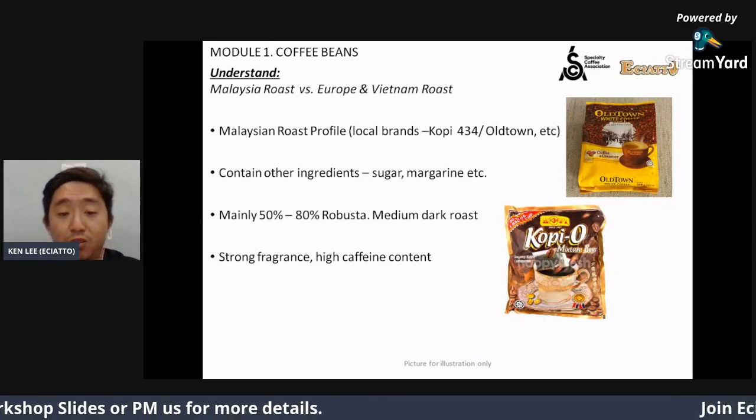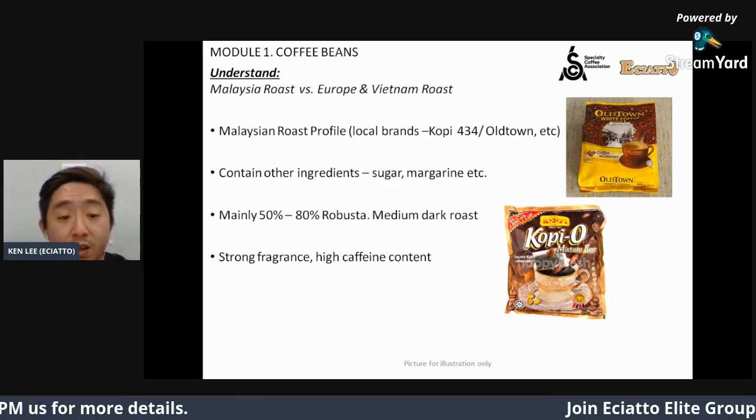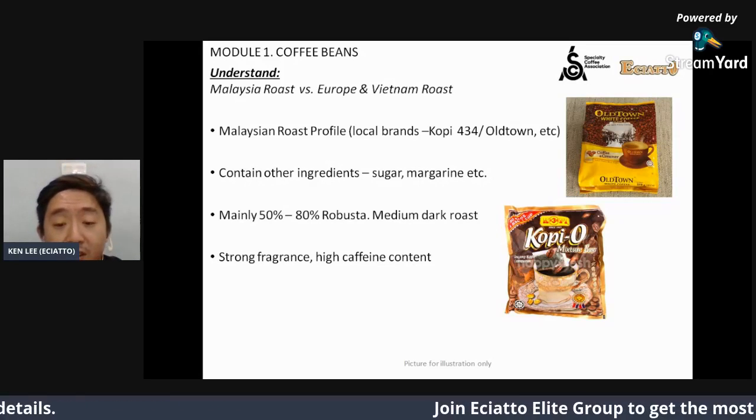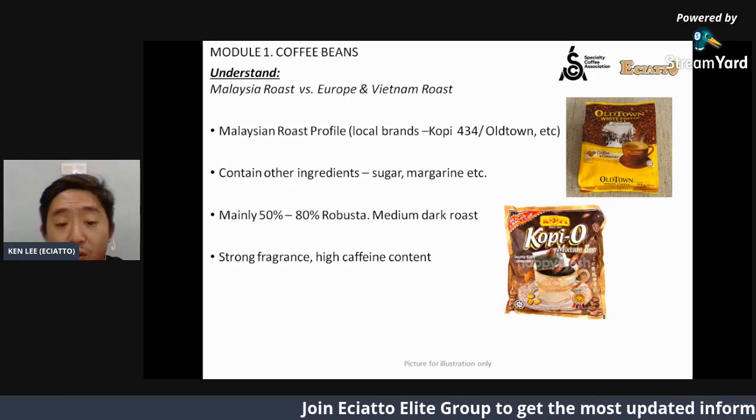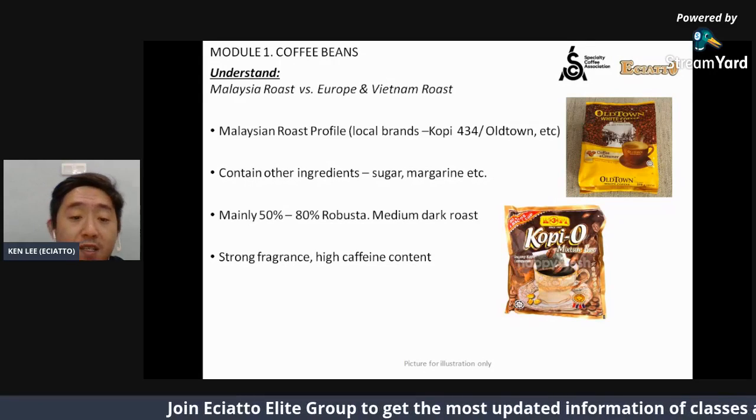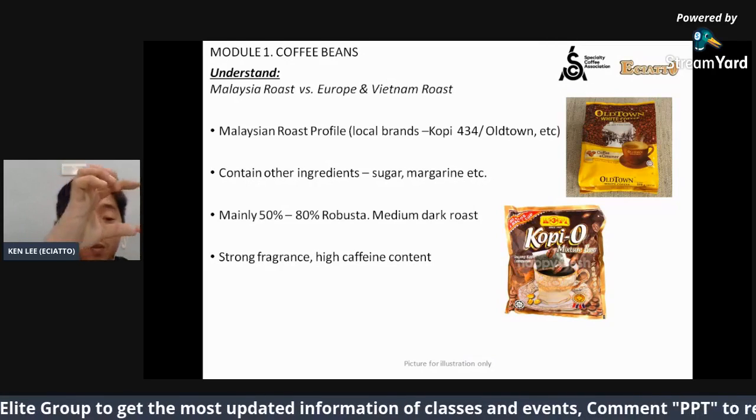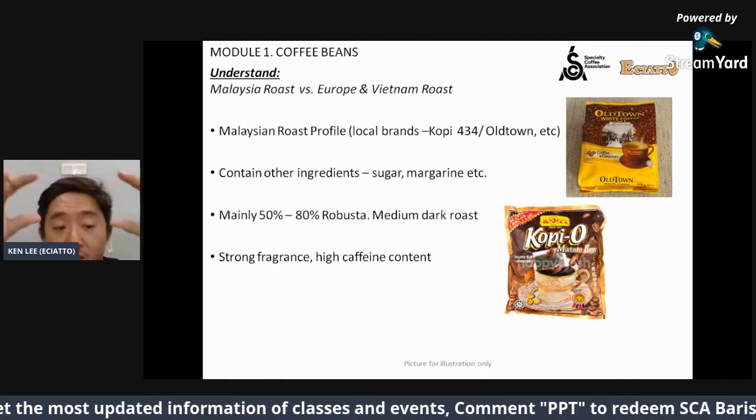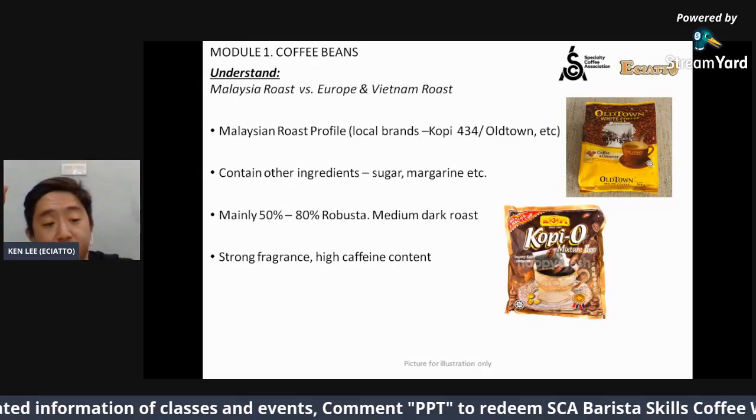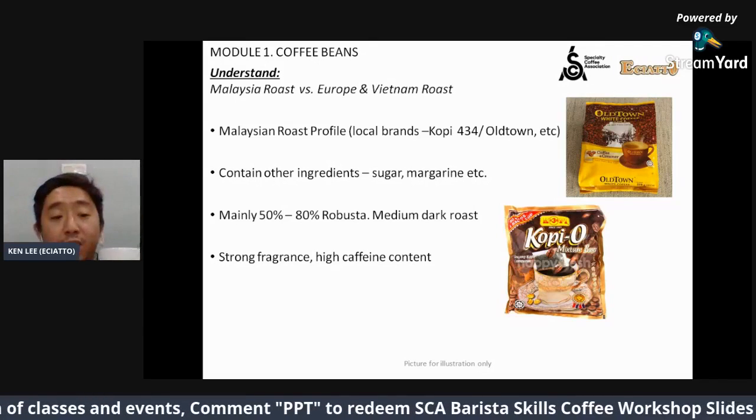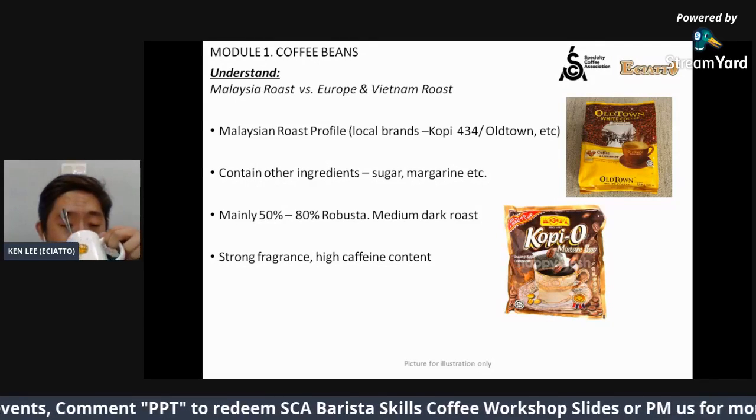We are having coffee or black coffee the whole day, especially if I go back to my hometown. So what is normally contained in the 434 coffee, whether instant coffee or powder coffee? Powder means you have small packets. You just put it into a cup, then pour in hot water.